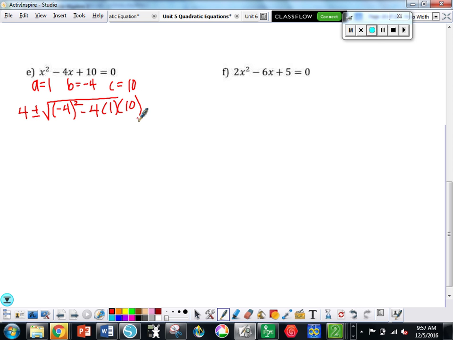On your own, what number is that on the inside? 16 minus 40, right? Negative 24. Question for that? Because that's a negative 24, that means my solutions are imaginary.